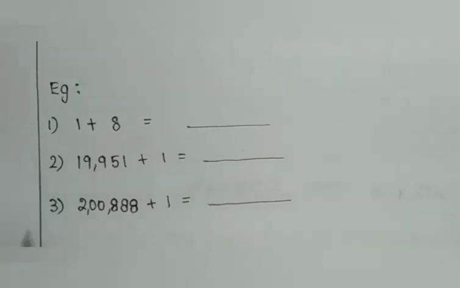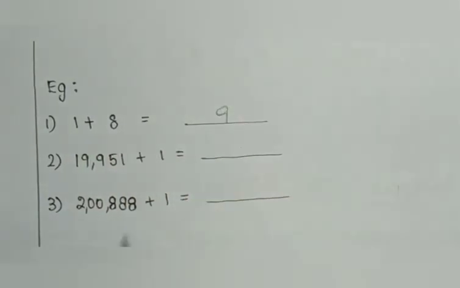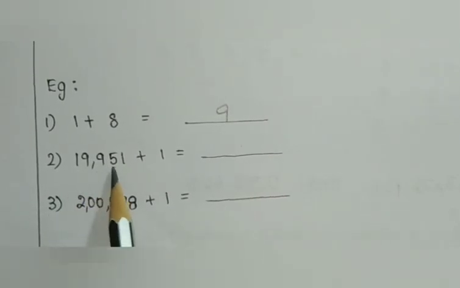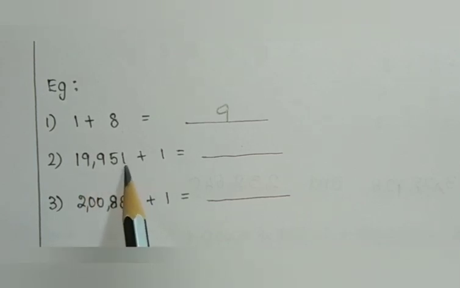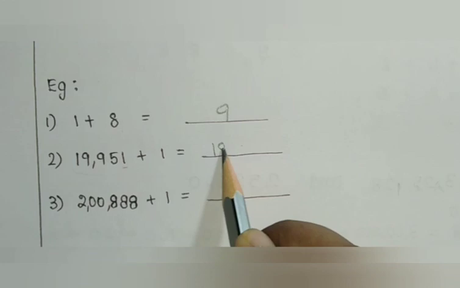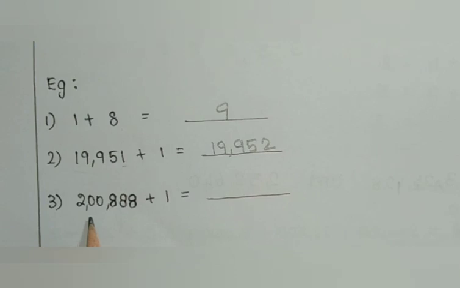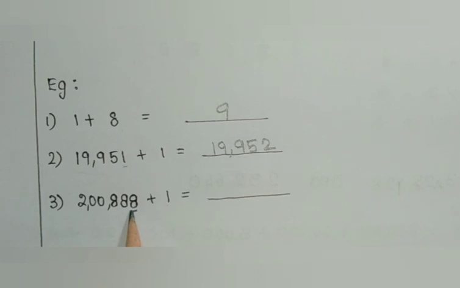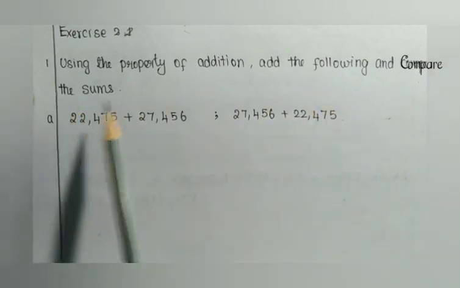Okay. Answers for these sums: 1 plus 8. So the successor of 8 is 9. Now 19,951 plus 1. So you have to find the successor of this number. So after 1 you will get 2. So 19,952. Here 2,888,000 plus 1. So successor of this number after 8 comes 9. So 2,889,000. Exercise 2.2. Using the property of addition, add the following and compare the sums.